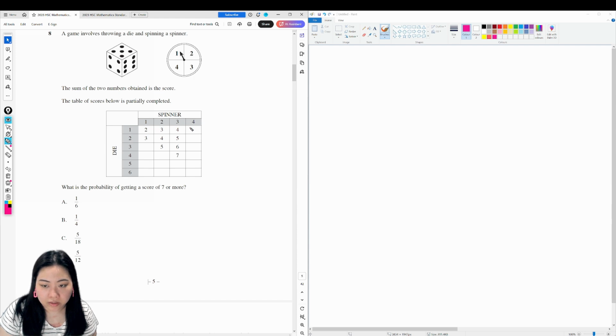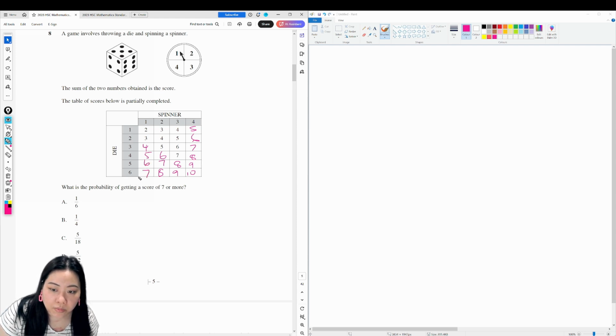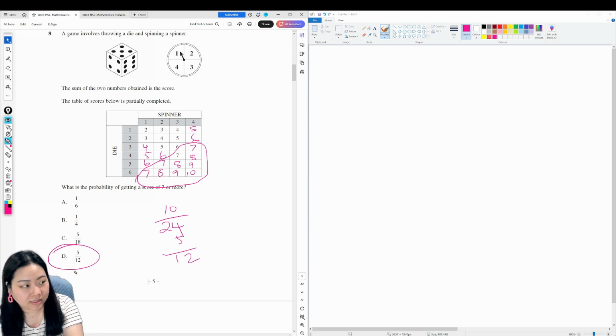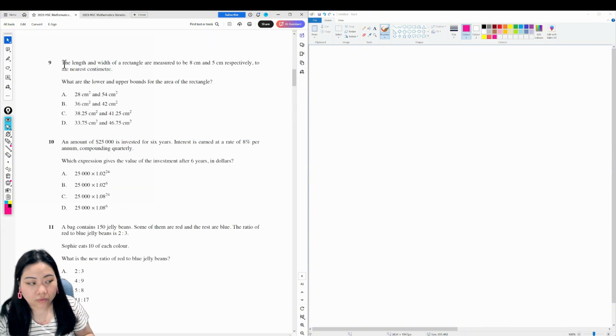So 4 plus 1 is 5. That'll be 6, 7, 8, 9, 10, 8, 9, 6, 7, 8, 4, 5, 6, 7. To get a 7 or more, these numbers, how many are there? 1, 2, 3, 4, 5, 6, 7, 8, 9, 10. 10 out of how many? 4 times 6, 24, which is 5 out of 12. So I'm saying 8 is, sorry, you can't see, 8 is D. Let's see if it's correct. D. Very good.